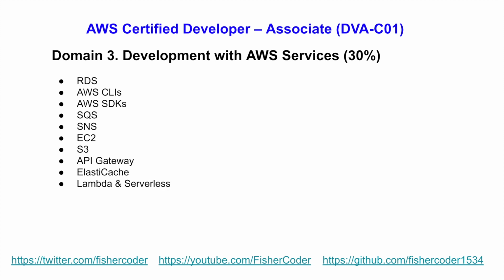Then there's Lambda and serverless. I would guarantee you it's going to ask at least 3 or 5. That's the minimum number of questions about Lambda in your real exam. So play around with that. It's the future of computing, which means you don't need to worry about the servers. You just write your code and deploy it. That's it. You let AWS handle the server management.